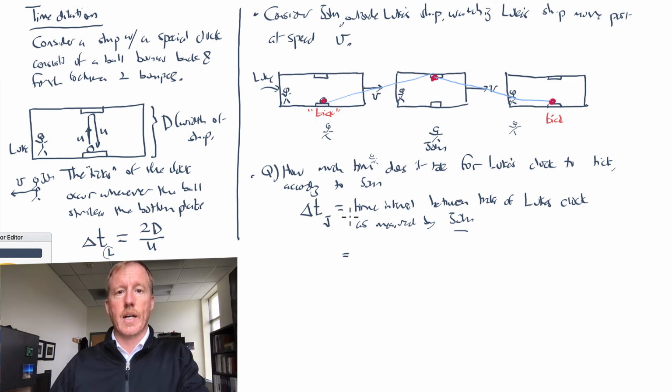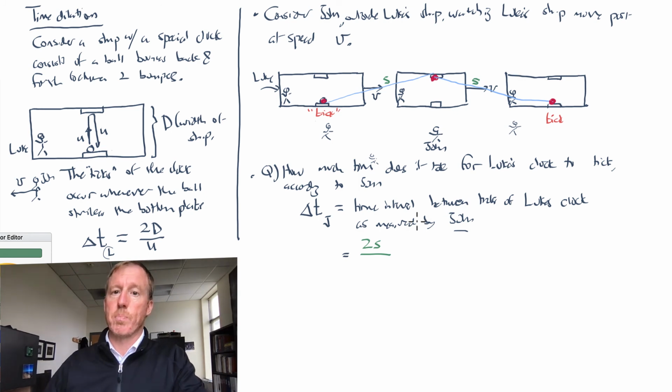How do we figure out this? Well, once again, it has to be the distance the ball moves divided by its speed. What is the distance that this ball moves? Well, it's obvious from looking at this picture that the ball is moving a different distance according to John than according to Luke. So if I put a little s right here, that indicates the length of this diagonal line, and s right here, that's the length of this diagonal line. So the distance that it has to move is 2s. Instead of just 2d, it's moving 2s.